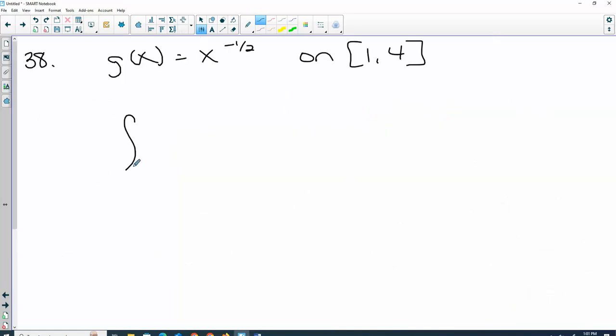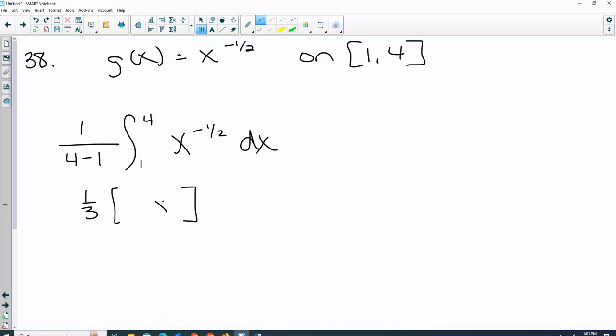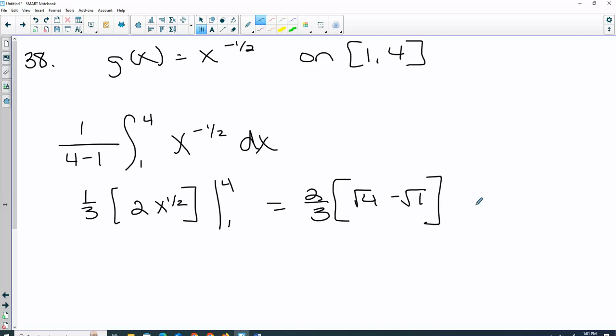Average value is just an integral. The only difference is you need to divide by the length of the interval. So we have to multiply by 1/3 because the interval is 3 long. Alright, now do your antiderivative. So if you add 1 to the power, that's 1/2, so you would put a 2 in front. 2/3 square root of 4 minus the square root of 1. 2 minus 1 is 1 times 2/3 is 2/3.